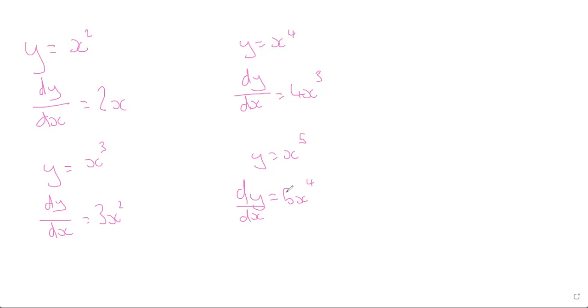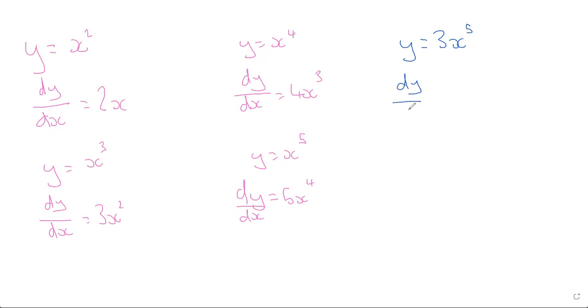Same thing. Bring it down and multiply. I don't think we're doing any negative powers though, so don't worry too much about that. It's the same rule. What we're going to do now is look at what would happen if there was actually a number in front of it already. It's the same idea. What if I had 3x to the power of 5?